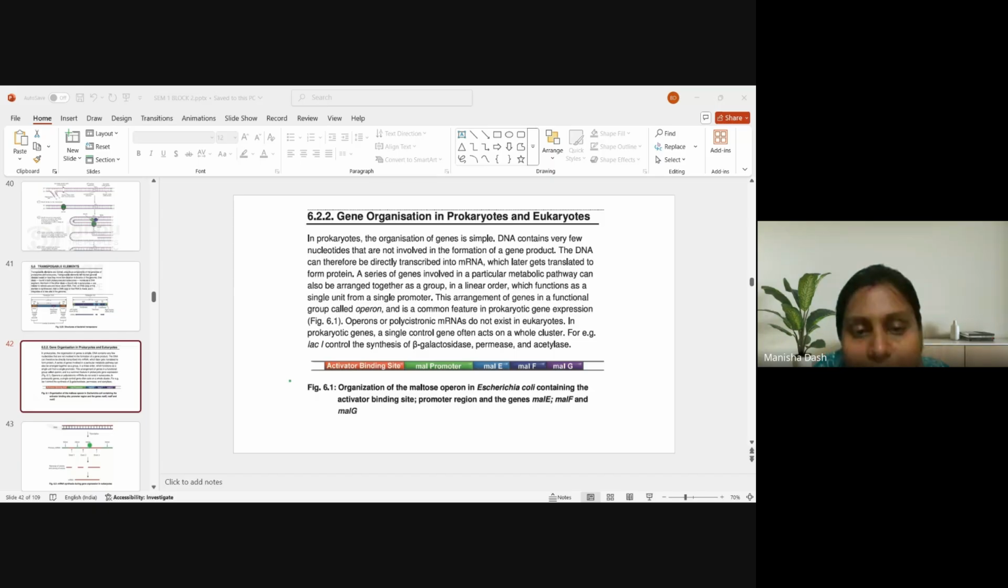In the case of eukaryotes, the genes are monocistronic, meaning a single gene is under the control of a single promoter. Unlike in prokaryotes, like in E. coli, as the example cited here for the maltose gene, there is a single promoter that is controlling the synthesis of three different structural genes. Okay. So this is the difference, and moreover, in the prokaryotic genome, there are no introns. So it is only made up of coding sequences or exons.